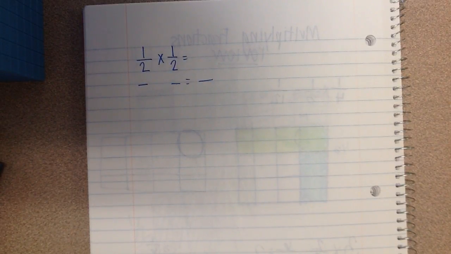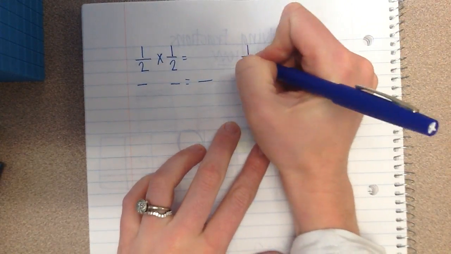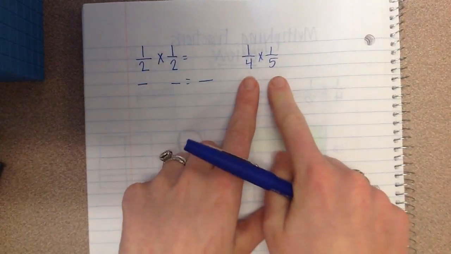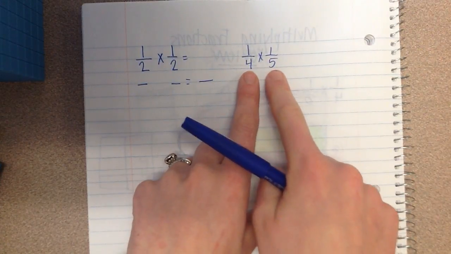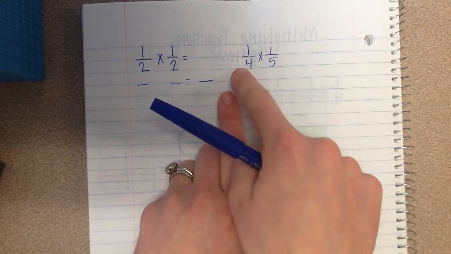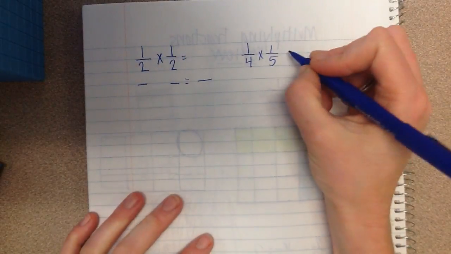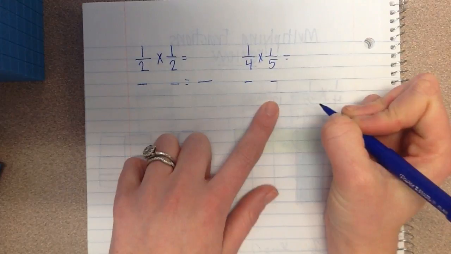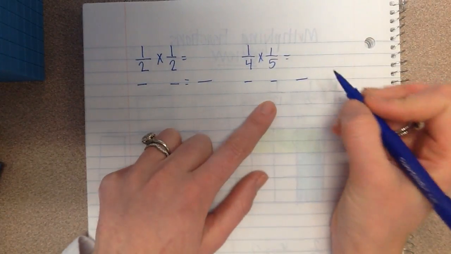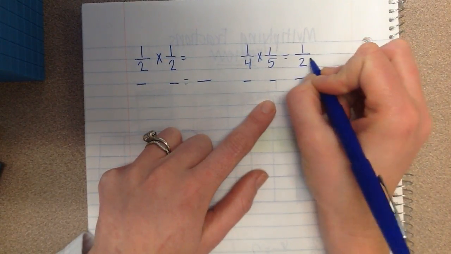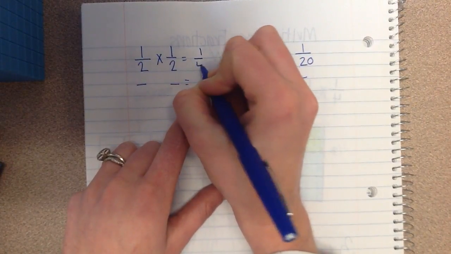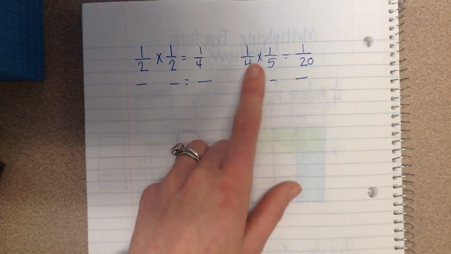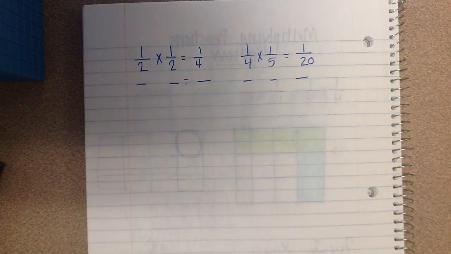Okay? So I know if I'm doing, say, 1/4 times 1/5, my answer is going to be smaller than both of these factors because this is smaller than 1, this is smaller than 1, so my answer will be smaller. The answer to here is 1/20th. The answer to here is 1/4. And 1/4 is smaller than 1/2 and 1/2. And 1/20th is smaller than 1/4 and 1/5.